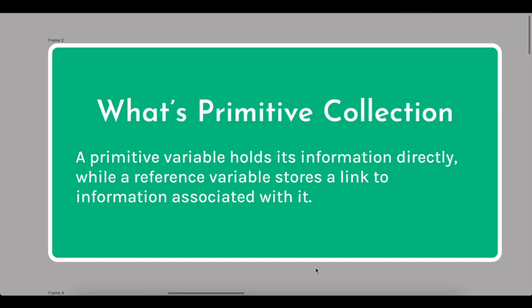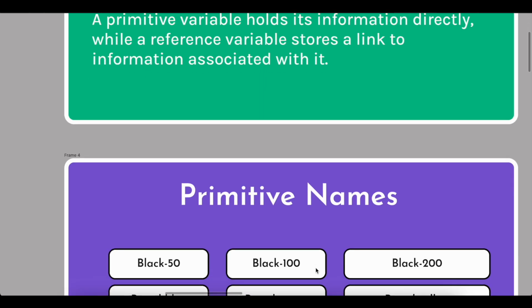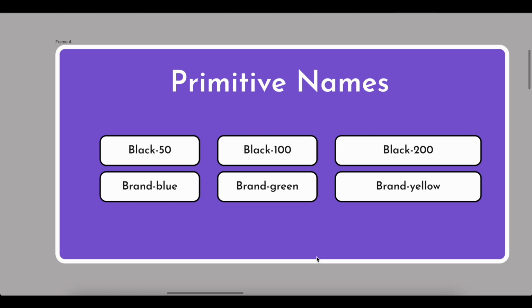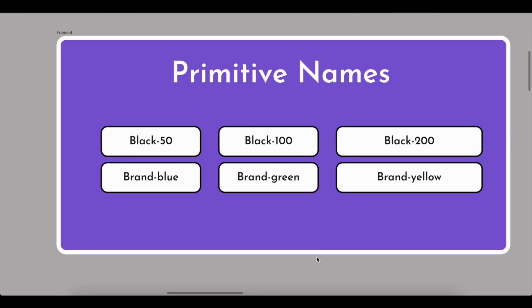And a very important thing is that naming is essential when you are working in Figma, with variables, components, whatever you're working on. The naming is very important. So for the primitive collection, we are basically focusing on naming. I can show you an example of primitive names. These are primitive collection names.